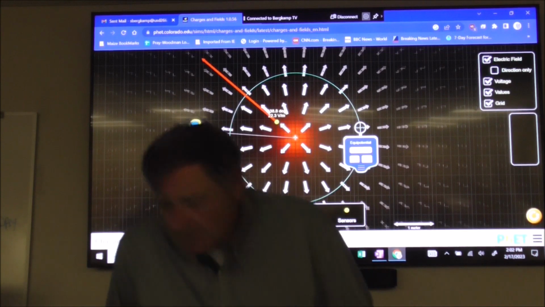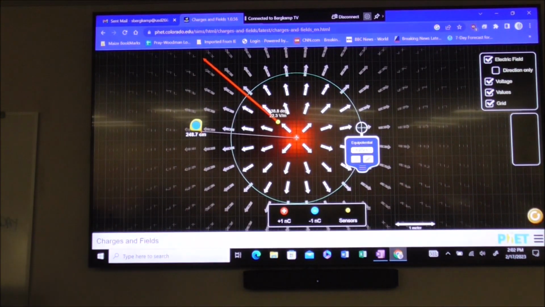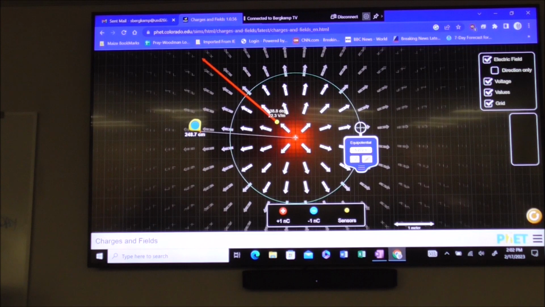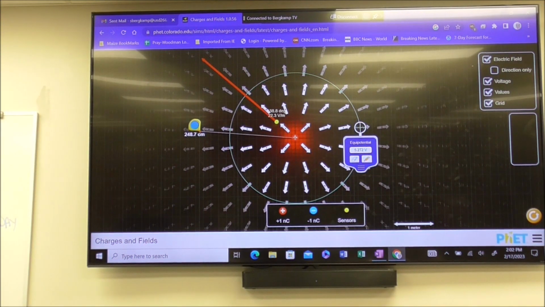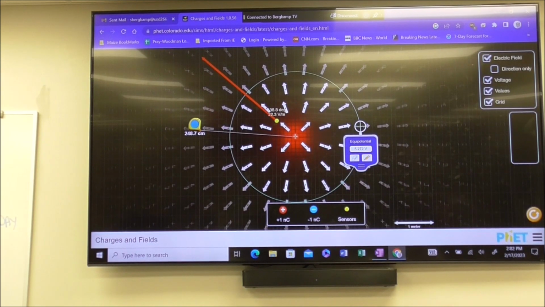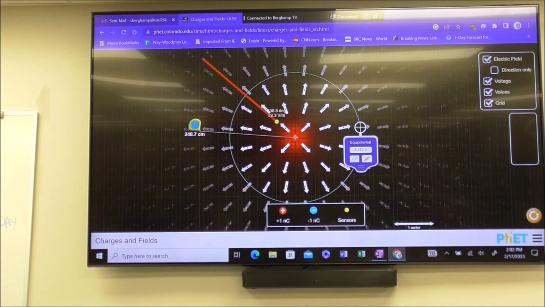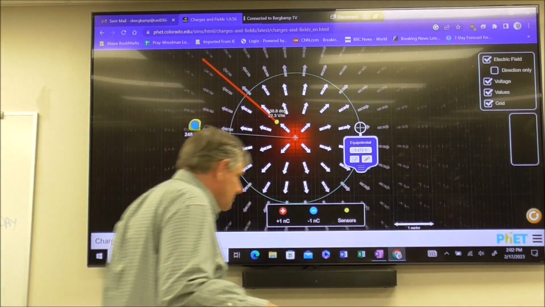You said the voltage increases the closer it gets to the charge, the positive charge, and the color fades as it gets farther from the charge.